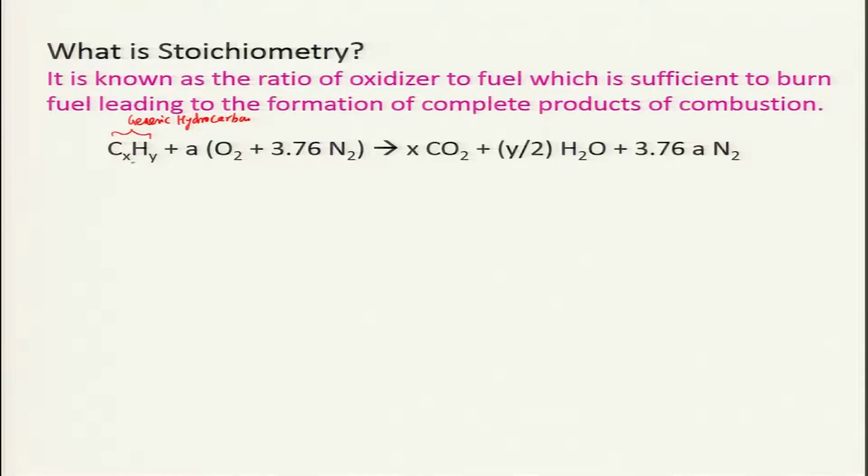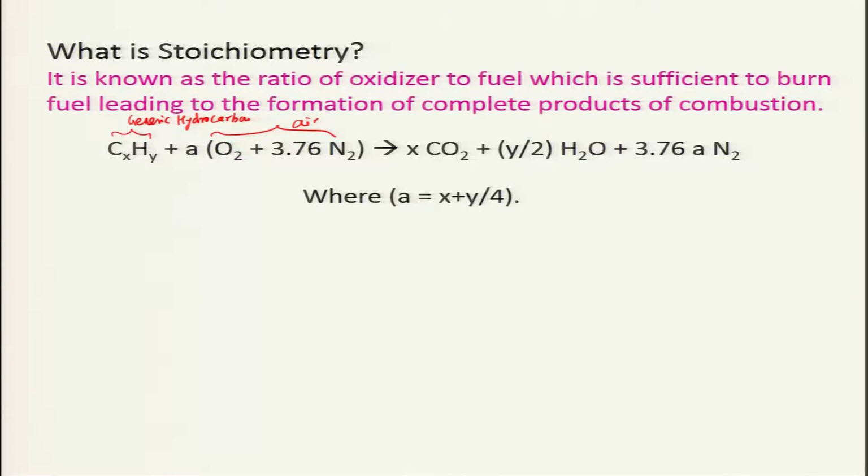For example, if it is methane, X will be 1 and Y will be 4, that is CH4, and similarly if it is propane, this is C3H8, X is 3 and Y is 8. So, this can be represented very well, and it is 1 mole of this generic hydrocarbon reacting with A moles of air and giving rise to X moles of carbon dioxide, Y by 2 moles of water and 3.76 A moles of nitrogen. So, if you look at this, it is well balanced.